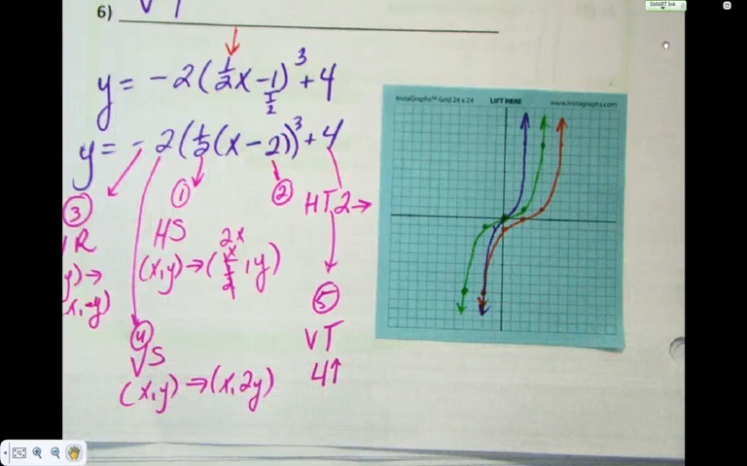Pause and ask yourself, did I pick this up and move it over 2 units? So I didn't want to yank it, I didn't want to touch the shape, I didn't want to stretch it, I just wanted to pick it up and move it. Did we do that?